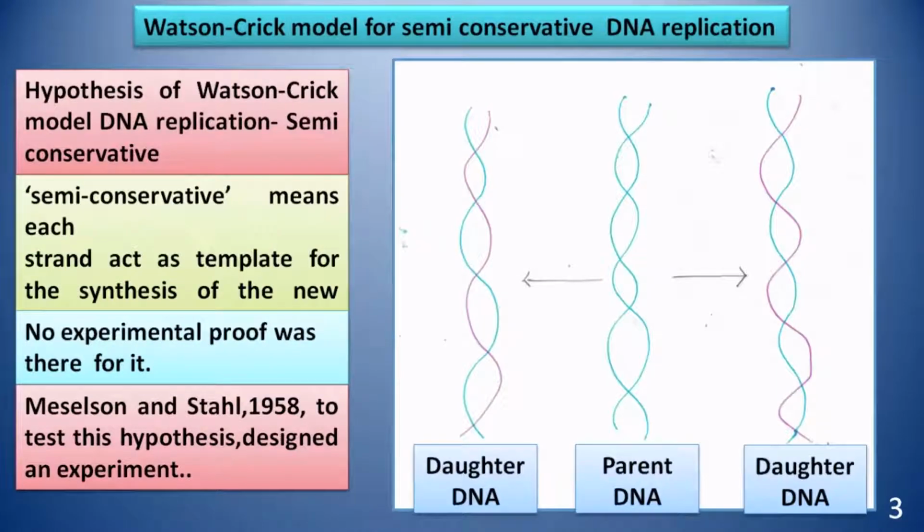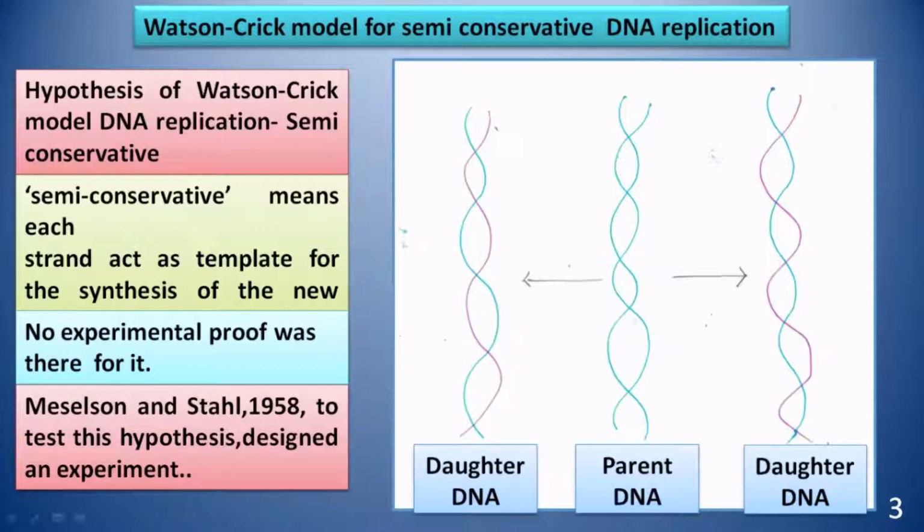So first we should know what this Watson and Crick model is. Actually, Watson and Crick proposed a model for semi-conservative replication of DNA, meaning DNA replicates in a semi-conservative way. So what does this hypothesis mean? Semi-conservative means that each strand acts as a template for the synthesis of a new strand. But no experimental proof was there for it.